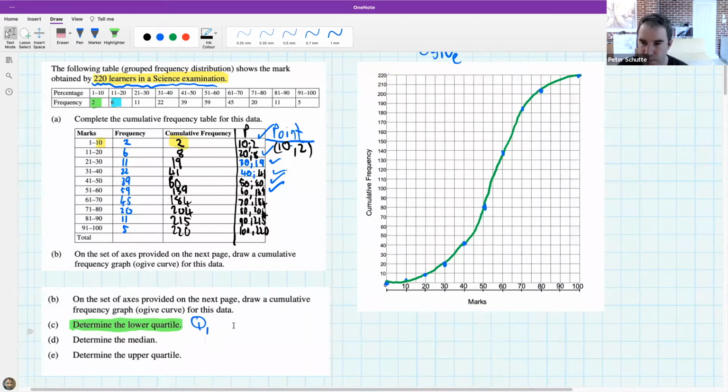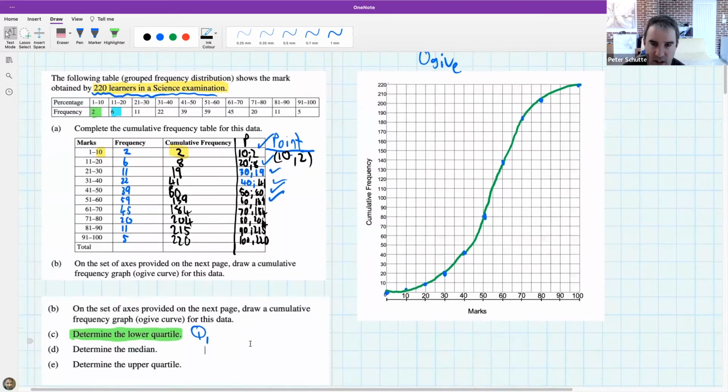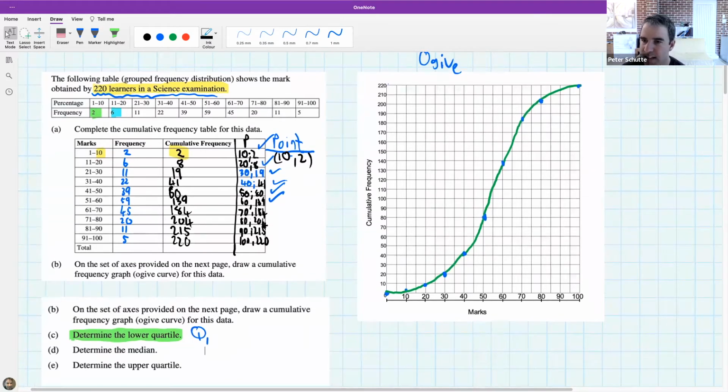I want to know from the previous lesson, what is the first step that I need to do? I'd love to hear someone's voice who can explain how we are going to use this graph that we've drawn, this ogive, to find Q1. Who would like to share? Just pop your hand up, or you can put it in the chat. What's the very first step that we need to do to find Q1?